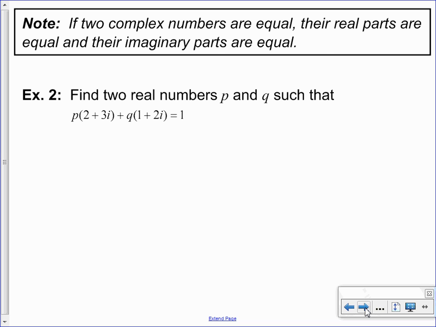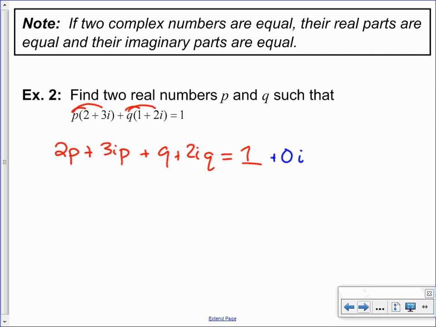Find two real numbers, p and q, such that the given equation holds. What do you think? Let's do some math. Just distribute. So that would be 2p plus 3ip plus q plus 2iq is equal to 1. And if you could just imagine, this is 1 plus 0i.